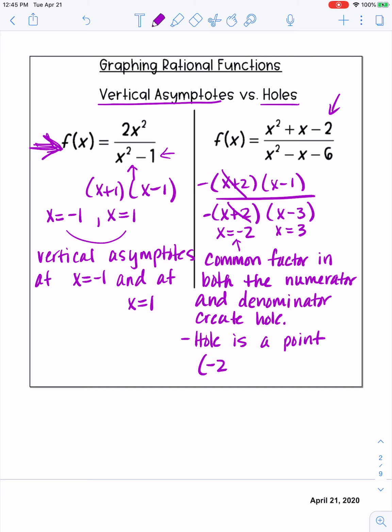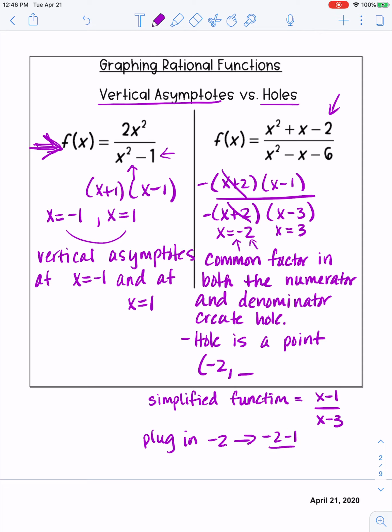So I already have the x coordinate, it's -2, which I get from here. So to find my y value, I'm going to take my -2 and plug it in to my simplified function. So my simplified function, after the x plus 2's divide out to 1, is x minus 1 over x minus 3. So I'm going to plug in -2, and I get -2 minus 1 over -2 minus 3, which gives me -3 over -5, which is positive 3/5.